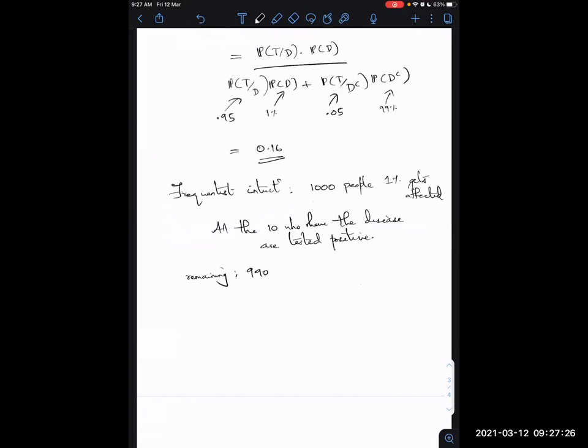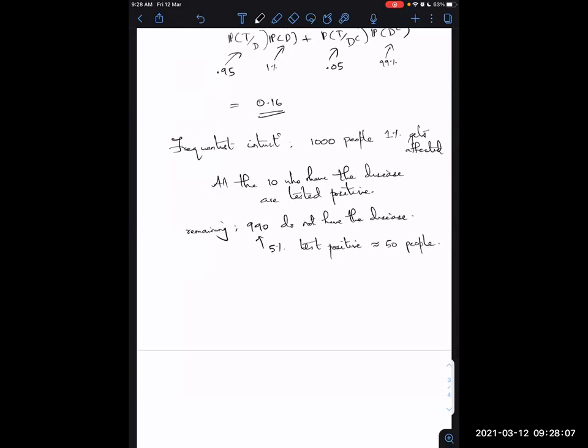So we know that exactly 10 people have the disease. Not exactly, but we are interpreting in a frequentist way. So out of 1,000 people, we know that 1% has it. So 10 people have the disease, roughly. And we know that 990 do not have the disease. But due to the test being slightly erroneous, 5% of 990 will test positive. So 95% accuracy for the test means exactly this. So approximately 50 people will be tested positive.